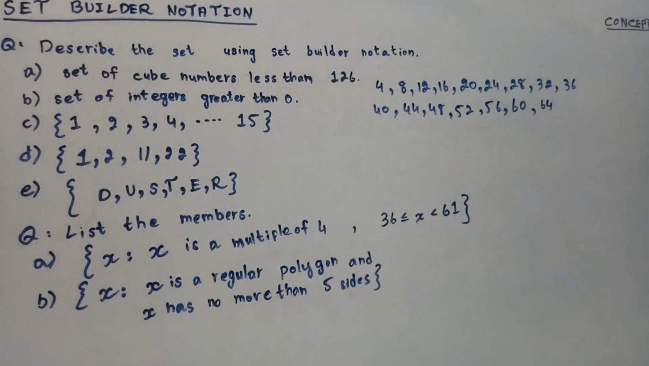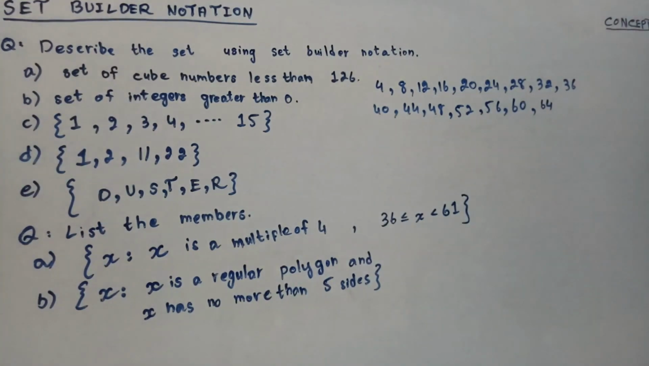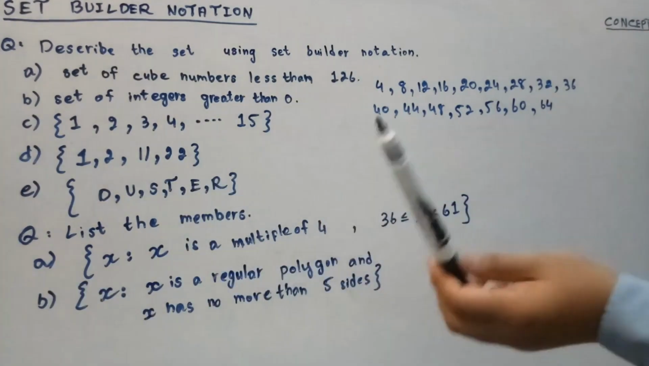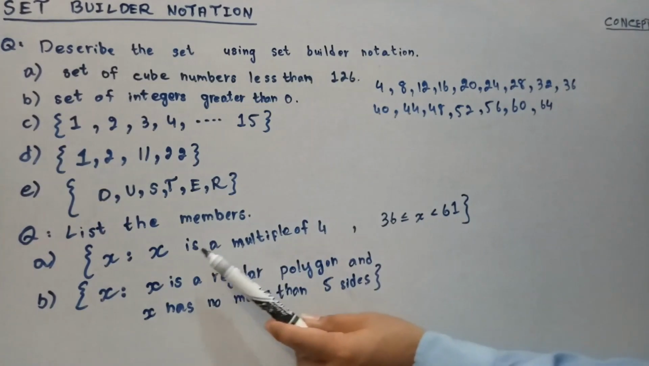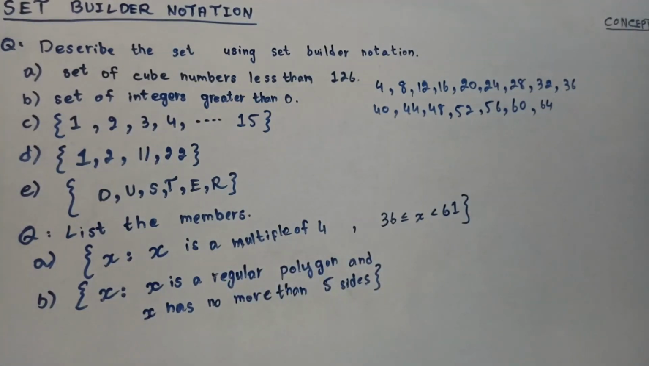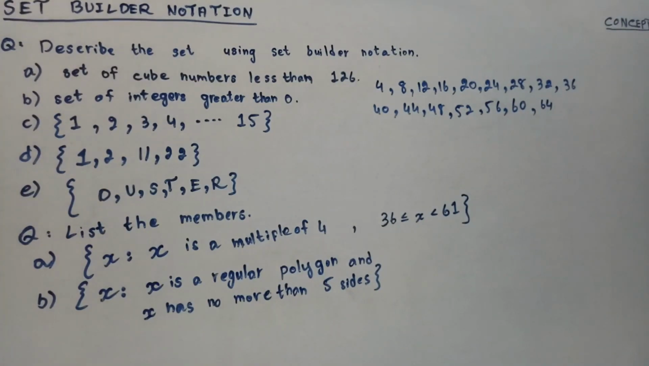Okay, so it's enough. Here I have done many multiples of 4. So these are actually the multiples of 4, and some of the multiples are included in this set. Let me read again: here we have a set, let's say set A. In this, the elements are X, such that the elements are multiples of 4.